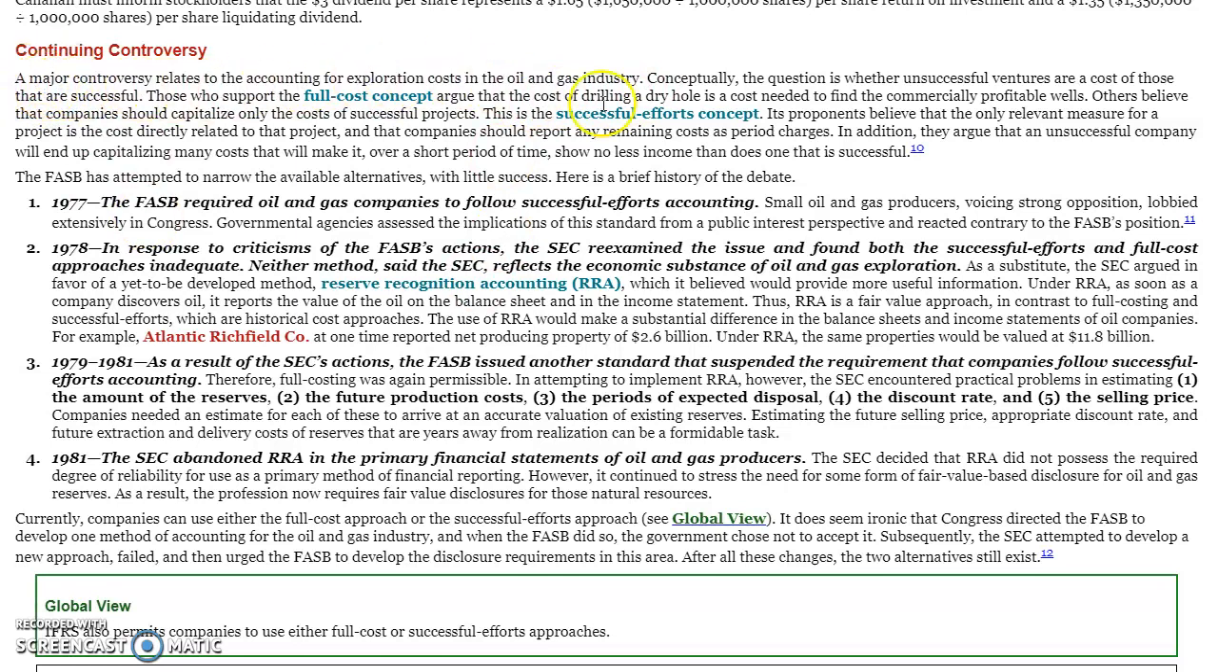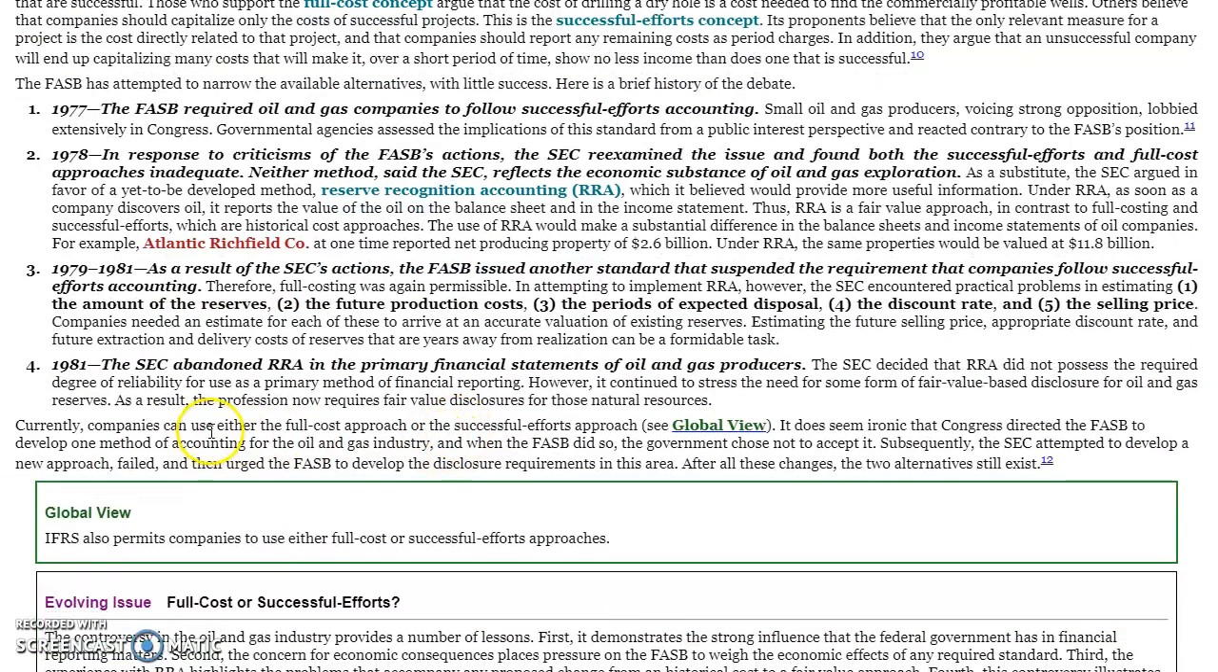So here, when we're taking a look at all of these different methods, notice we're talking about the full cost concept and the successful efforts concept, and they're showing you this timeline about all of the different attempts that they made over time to try to find out the best way to account for all of these different efforts. And you'll notice, FASB required oil and gas companies to follow successful efforts. There were criticisms to that, so they decided to change it. There was another change a couple years later in regards to suspending a requirement, and then they abandoned everything, and currently they use either the full cost approach or the successful efforts approach. So it's kind of like it just goes full circle.